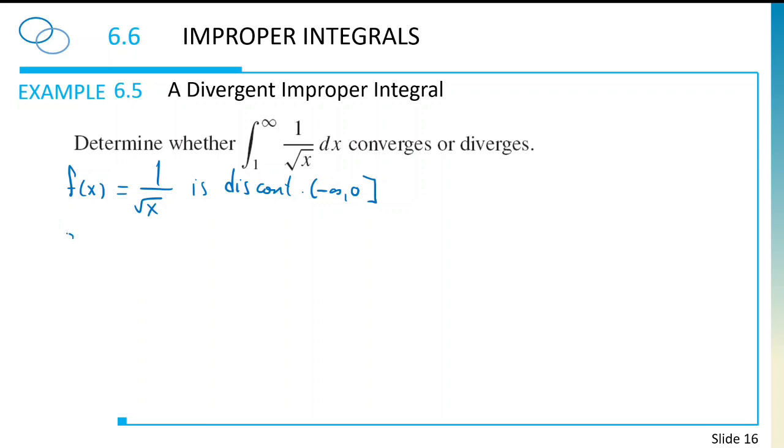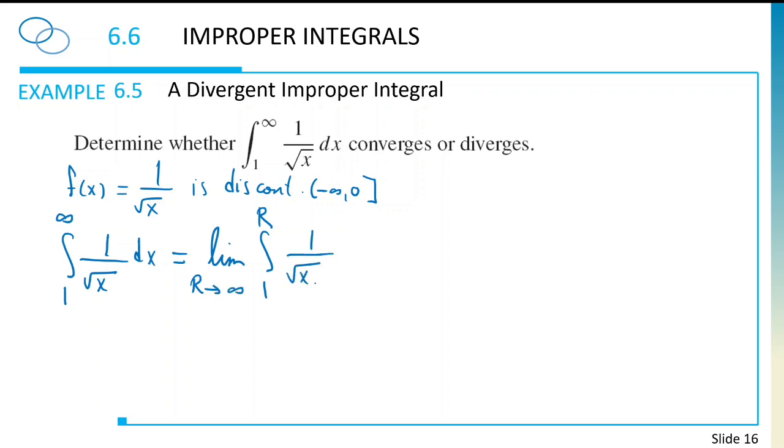Again, I'll start with the definition. So it's the integral from 1 to infinity of 1 over square root of x. You need always to write this first step using the definition. So this is the limit as r approaches infinity of the integral from 1 to r of 1 over square root of x dx. Perfect. This first step always has a point, so you need always to write it.